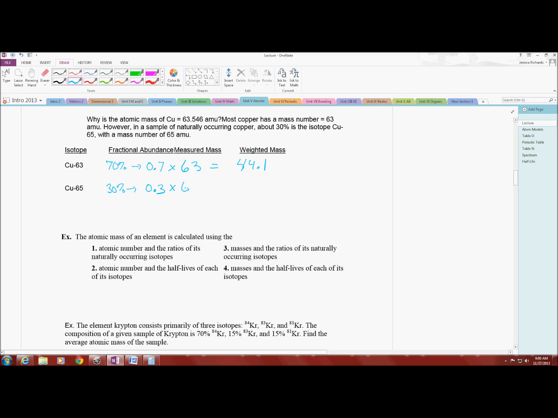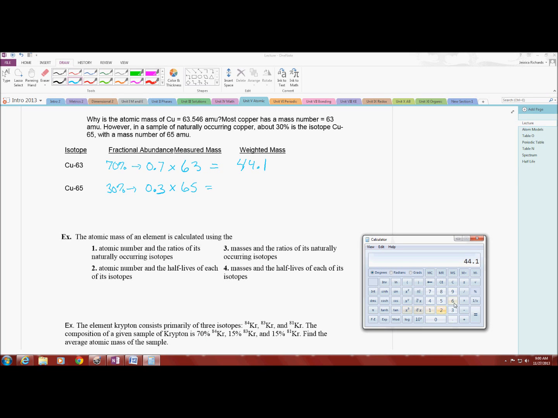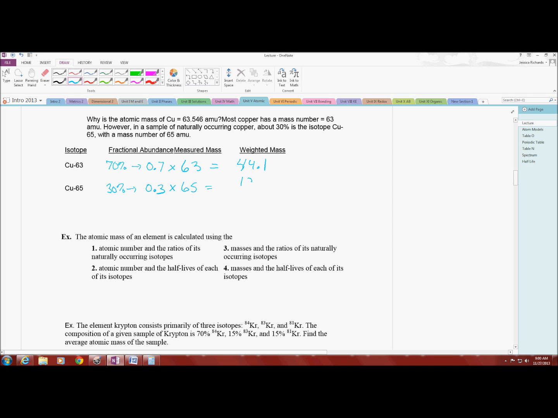If 30% is copper 65, to find the part that comes from copper 65, I'll pull my calculator back up. 65 times 0.3 is 19.5. So if I want the total weighted average, I just add the two together. So 1 and 5 is 6, and 9 and 4 is 13. We carry the 1, 4, 5, 6, 63.6. So approximately what's on your table.